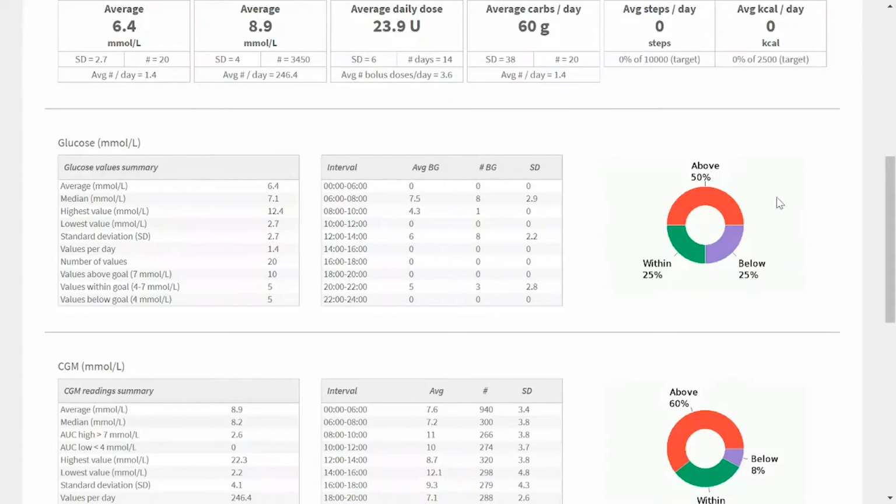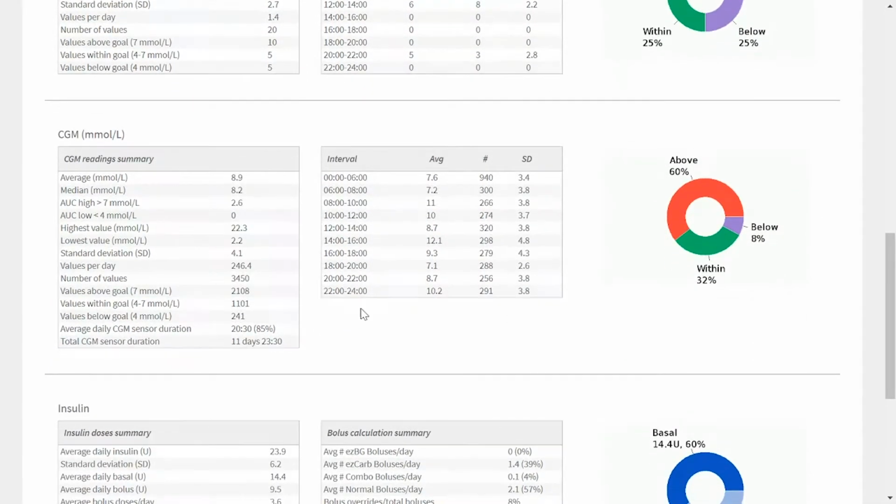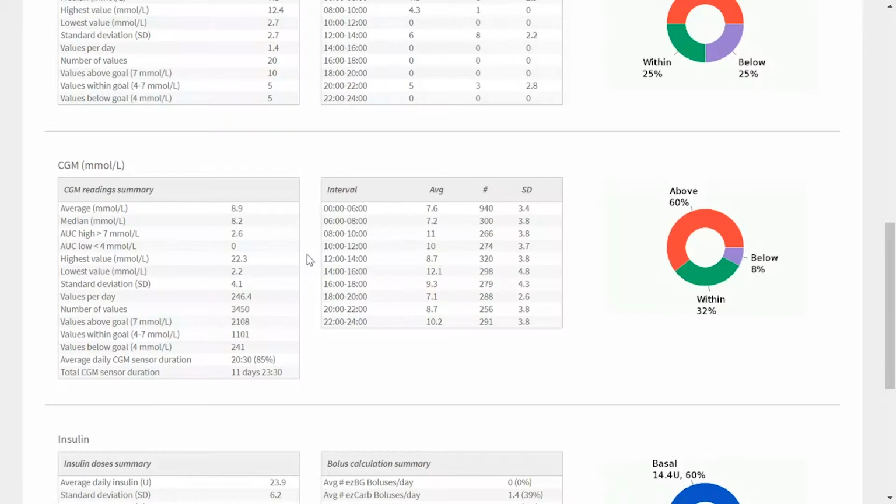Next to this, on the right hand side, we see a donut graph where you can see the percentage of results that are above, within, or below a patient's specific target range. As we scroll down, we have all the exact information as above, but for CGM. You'll see that the highest and lowest values are much different. The highest here is 22.3 and the lowest is 2.2, whereas for blood glucose, the highest was only 12.4. So this would prompt obviously conversations between the clinician and patient with regards to management, and the clinician can investigate various different points of patient behaviour using this information.